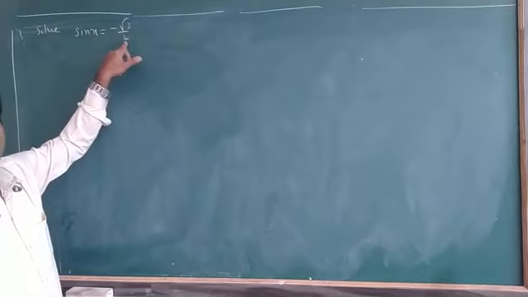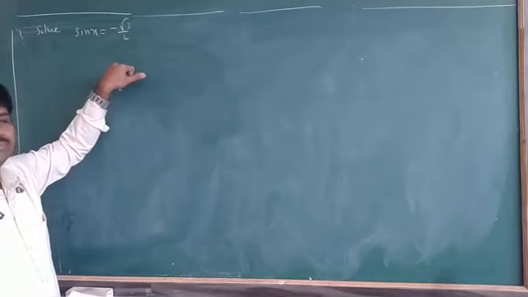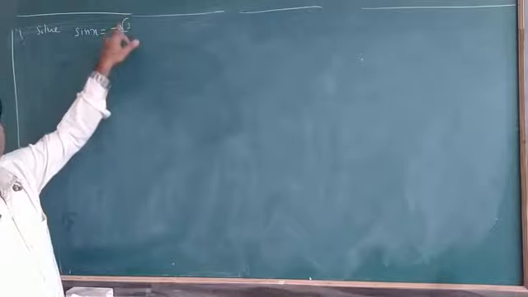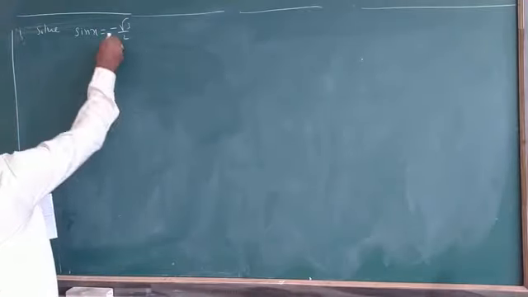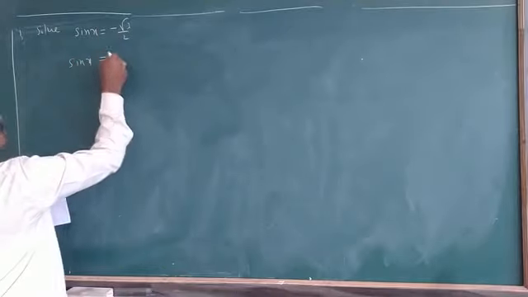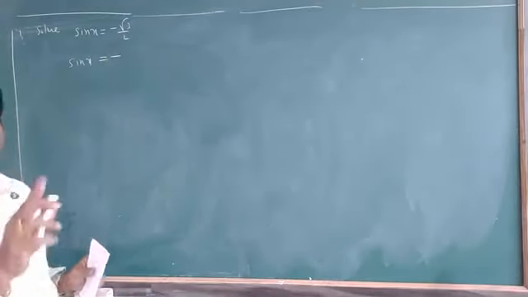This one now you have to write in terms of sin. Why? Because the sin is there. So minus root 3 by 2, you have to write in terms of sin. Just observe here. This one how am I writing here? sin x is equal to minus, leave it this way, root 3 by 2.